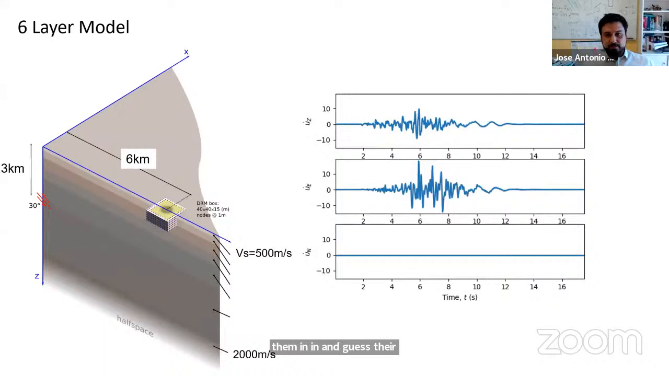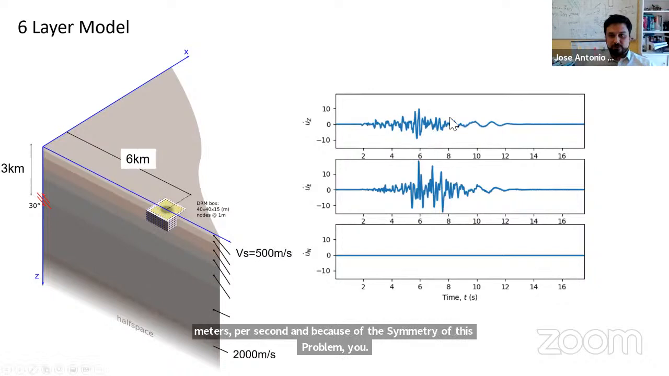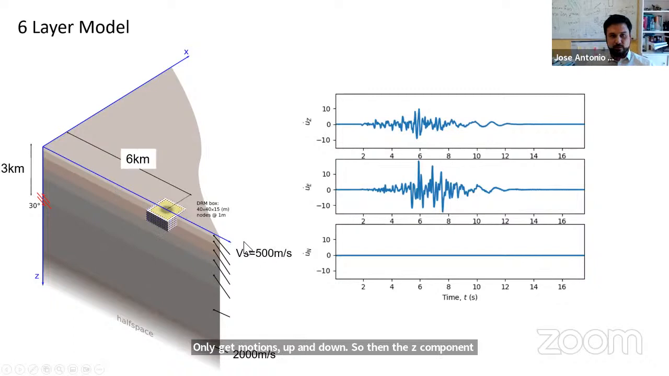But the setup that we're gonna be using is as follows. It's similar to the one I showed before. We have a site located 6 kilometers away from a fault, which is buried 3 kilometers deep. It's a 30 degree inclined deep slip fault that generates motions in a domain which has a surface shear wave velocity of 500 meters per second and a bottom crust of 2000 meters per second. And because of the symmetry of this problem, you only get motions up and down, so the Z component, and east-west, so along the y-axis in this case.